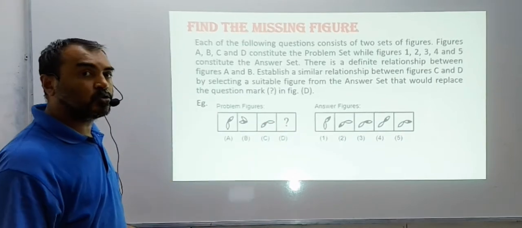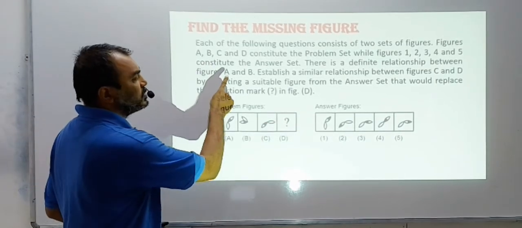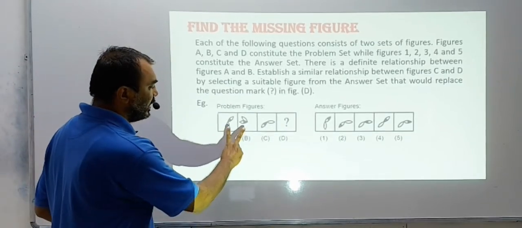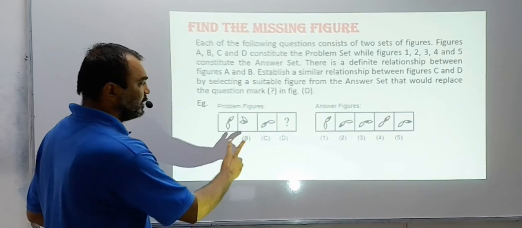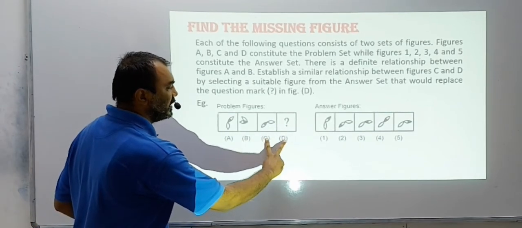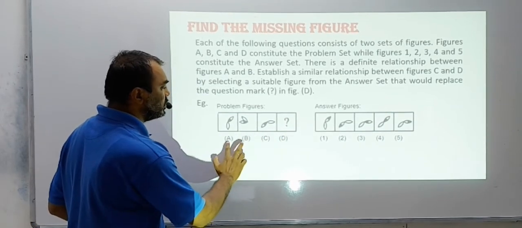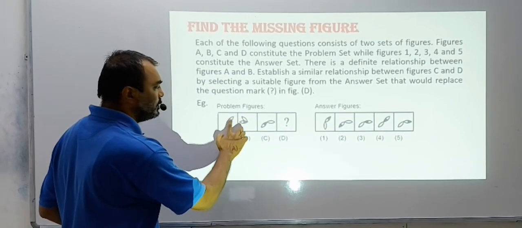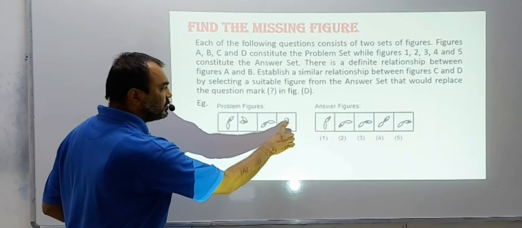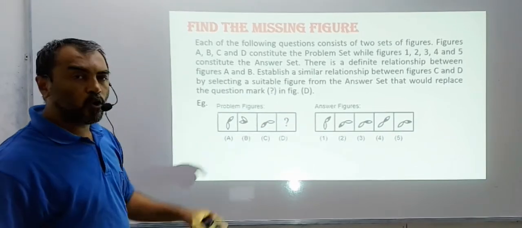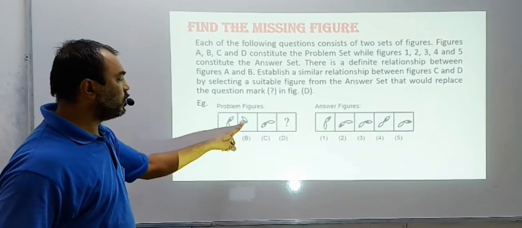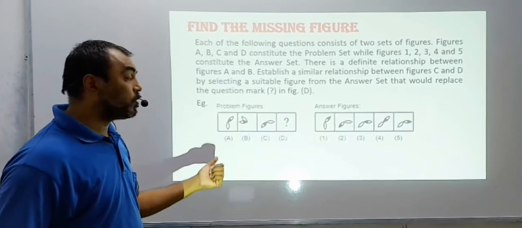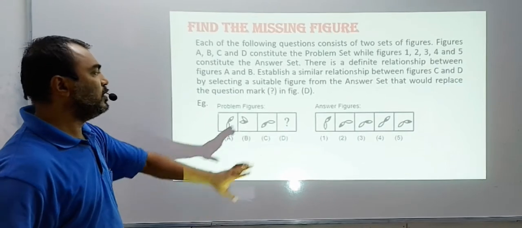But here it is not so. If you read the instructions, it is not a pattern here. A and B have a fixed relationship and the same relationship goes between C and D. So there is no relationship between AB and CD. There is only a relationship between A and B, and the same relation between C and D. So there is no order here. A and B is in order, C and D is in order, but A, B, C, D may or may not be in an order. So we will see the answer figure.